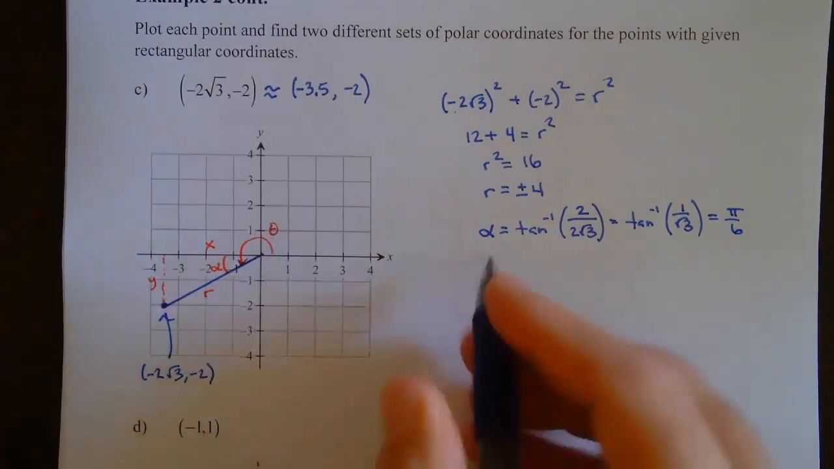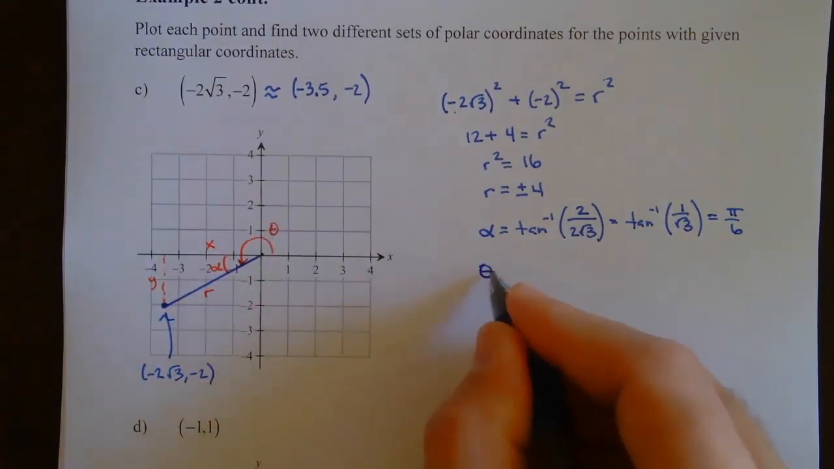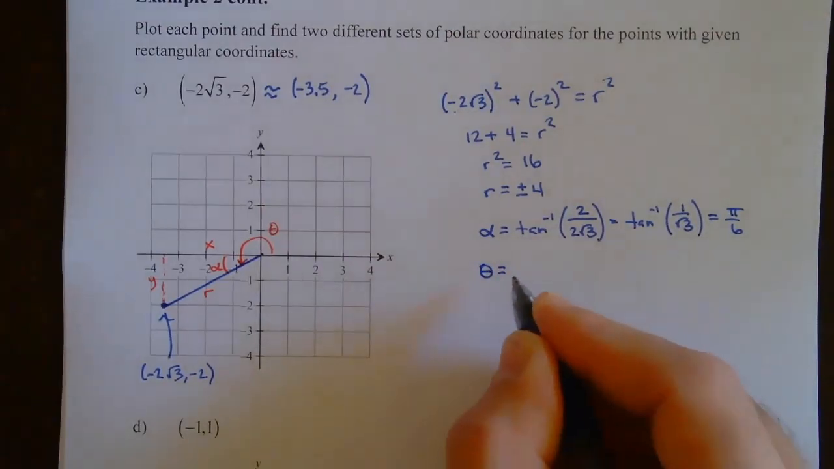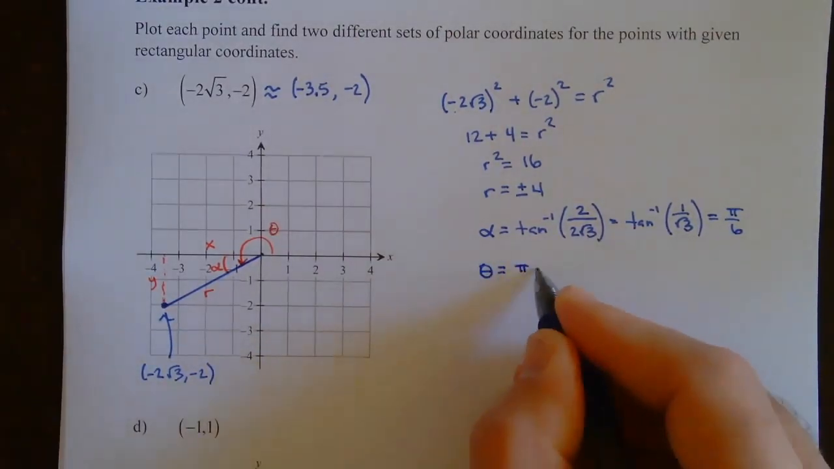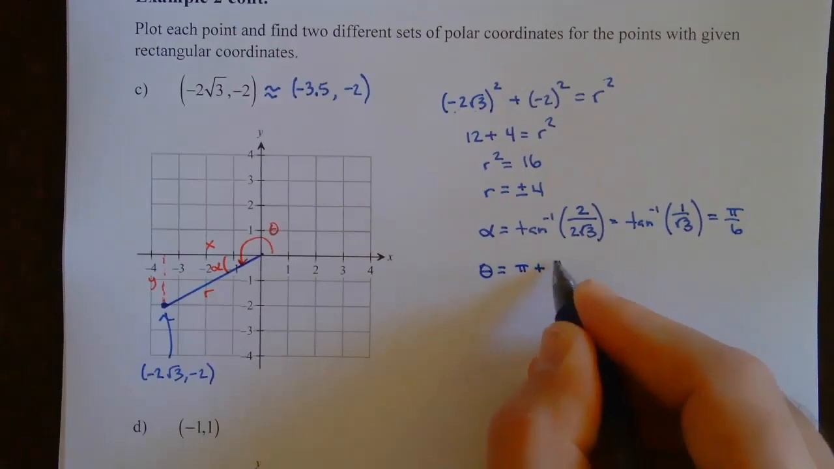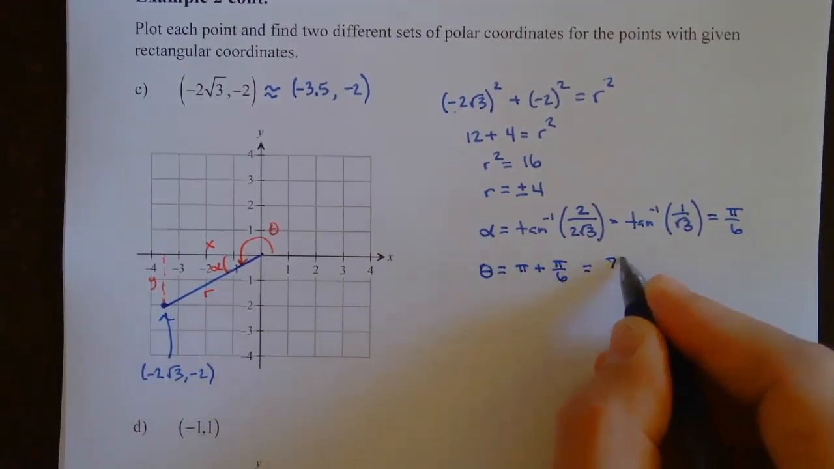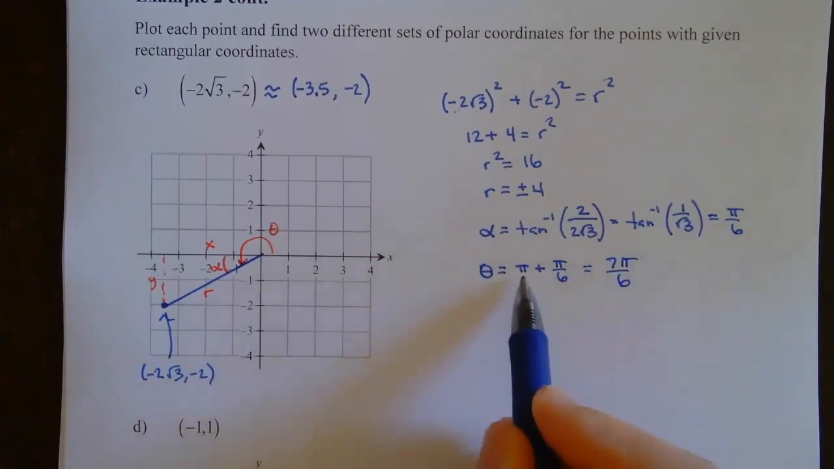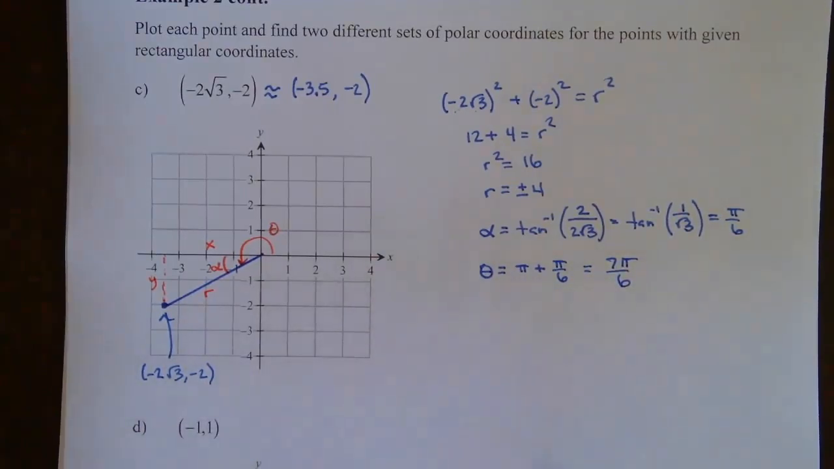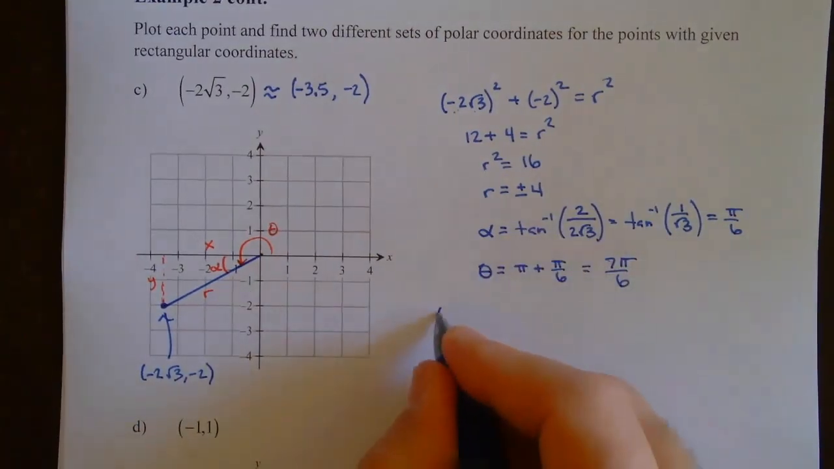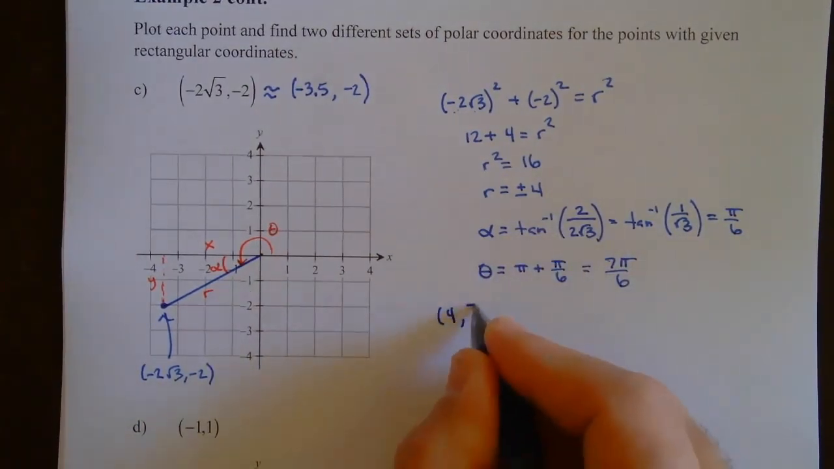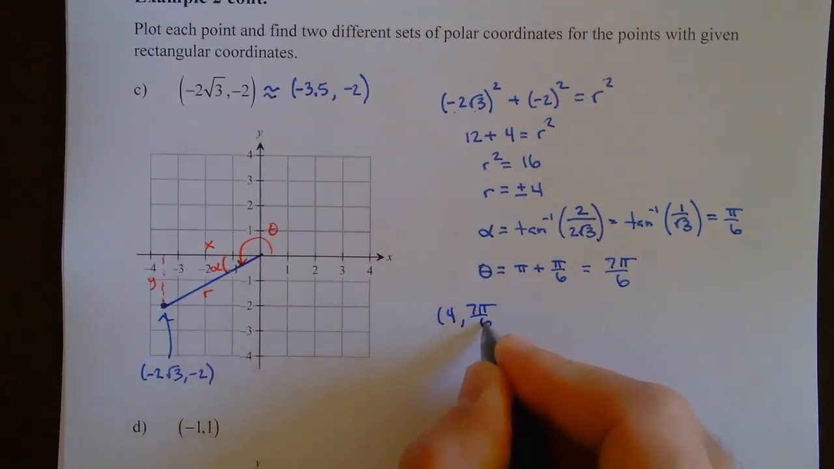What's my angle of rotation? So my angle of rotation would have to be pi plus the alpha, right? Pi over 6. And so that would be 7 pi over 6, because this one's 6 pi over 6. Okay, and now we have it. And we would use the positive radius. So this would be 4 comma 7 pi over 6.